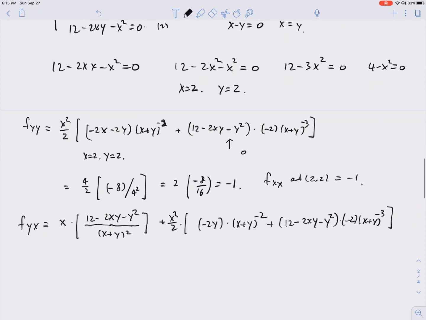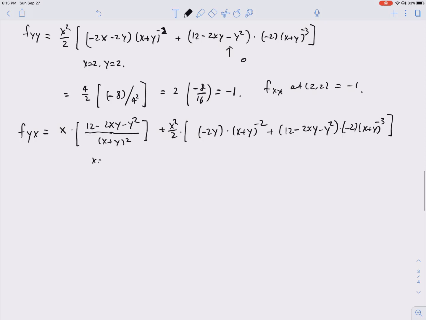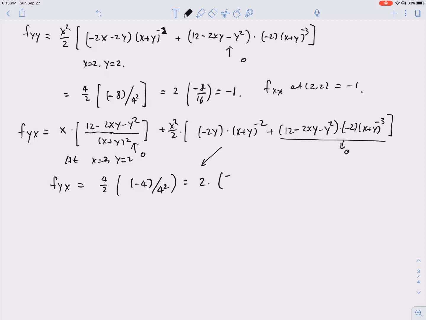Okay, and then we plug in x is 2 and y is 2, right? And we know that this will be 0. And we also know this is going to be 0. So again, we only need to do the middle part. So at x is equal to 2, y is equal to 2, fyx is going to be equal to 4 over 2, and then negative 4 is from over here, and then we again have 4 squared, and that's going to be 2 times negative 4 over 16, and we see this time we have negative 1/2.